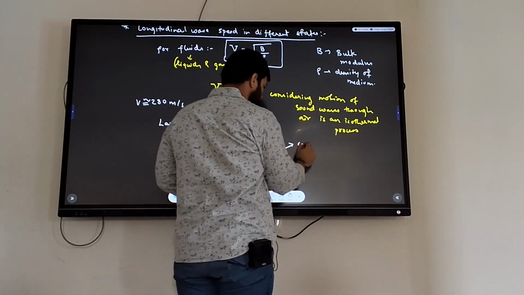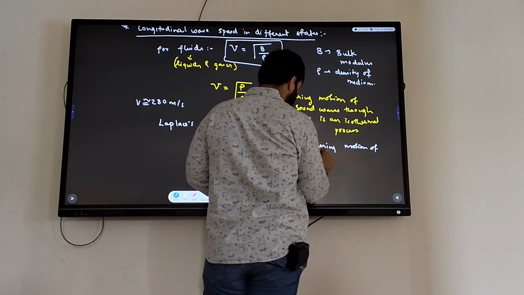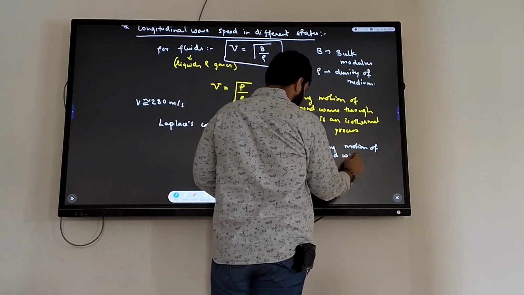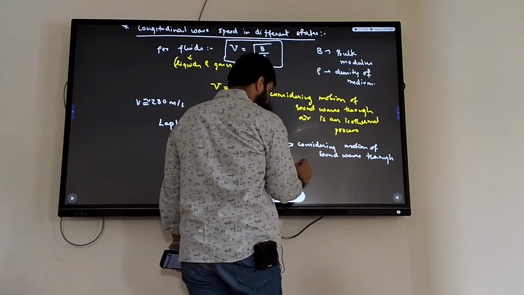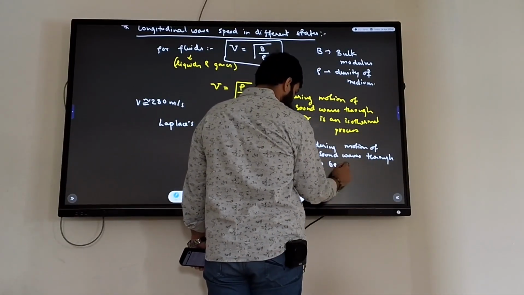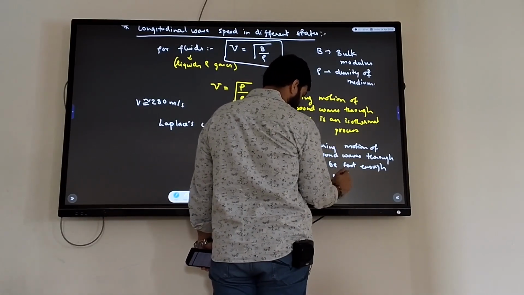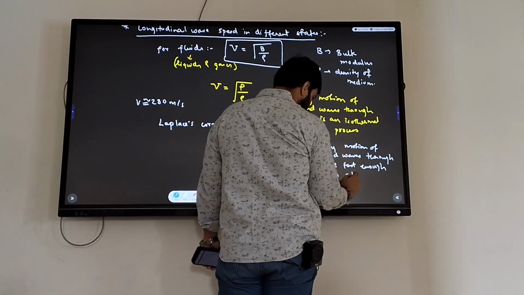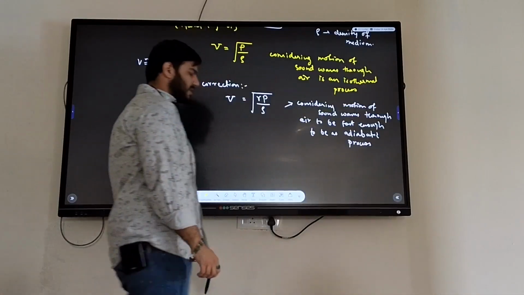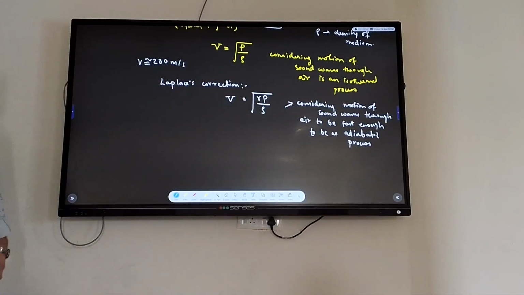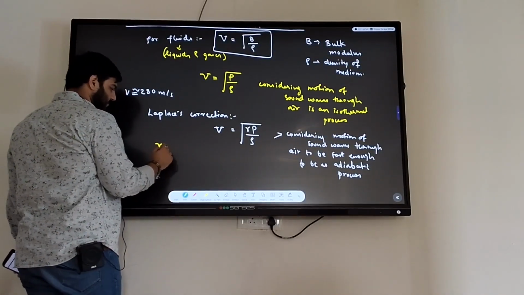Considering the motion of sound waves through air to be fast enough to be called adiabatic. I am not going into the derivation of this correction factor, there is a derivation, but let's leave it. This gamma is called the Laplace correction factor.